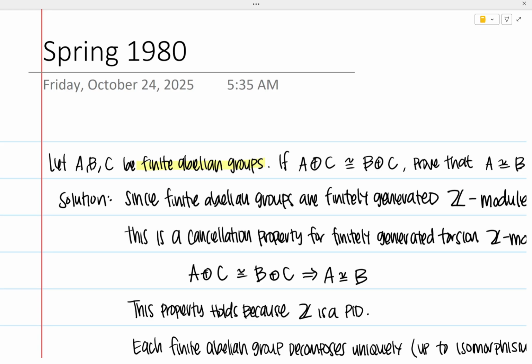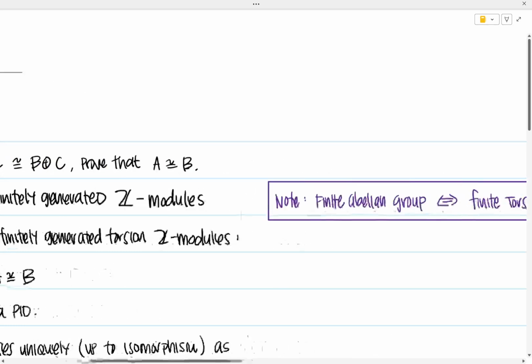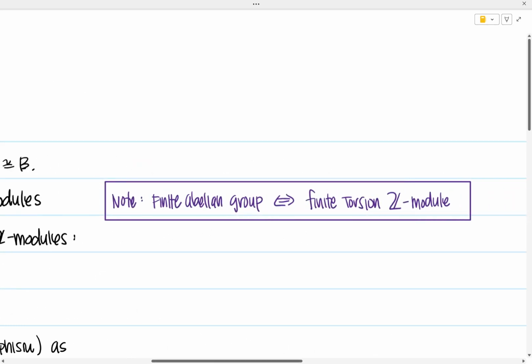For a graduate algebra course, if you see finite abelian group, I want you to immediately think finite torsion Z module and start working with the linear algebraic structure, and that's it. Just bring it back to the abelian category. Do not go to additive categories. Just keep it in the abelian category.